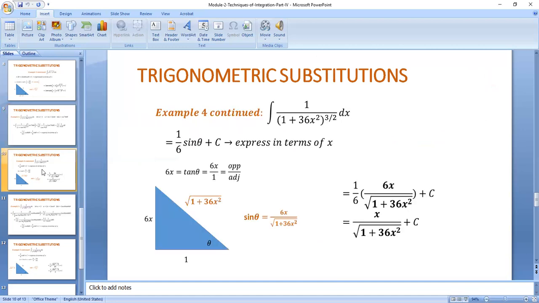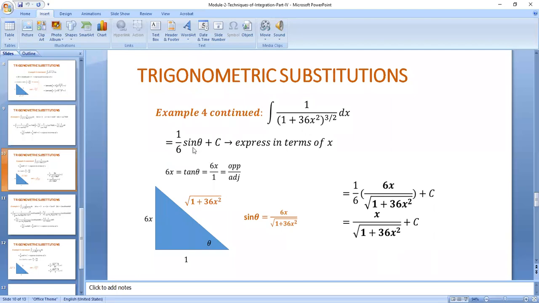So based on our tangent, I have here 6x over 1, opposite over the adjacent. If this is your theta, you can have your 6x over 1, and the hypotenuse by Pythagorean theorem will be the square root of 1 plus 36x squared. So what is the sine of theta? That would be 6x over the square root of 1 plus 36x squared.